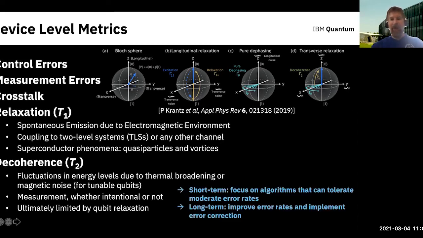So kind of the idea is we want to focus on algorithms that can tolerate moderate errors while we improve the error rates. So we have certain classes of algorithms, typically variational type algorithms that are hybrid classical quantum. And then in the long term, we want to improve the error rate so that we can implement error correction, which we're still a little bit away from. We're kind of at the threshold of where it makes sense to start building logical qubits that are at least more immune to error.